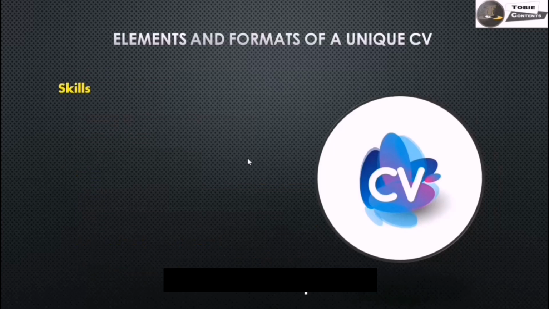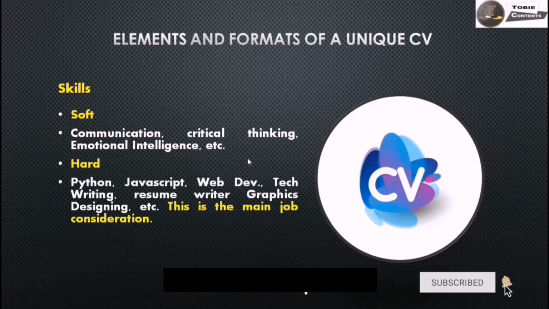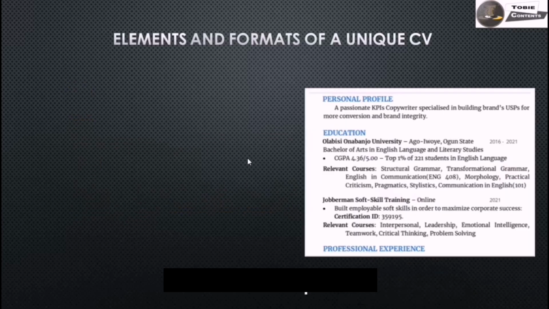The next category is the skills. We have the soft skills, which are personal attributes that make you so outstanding and attractive at the same time. Then we have the hard skills, which are actually the main job consideration, the reason every employer will want to employ you. So, if you are a computer science graduate, then you want to talk about things like Python, JavaScript, web development. If you are a teacher, they want to talk about your ability to teach and some other things that are relevant to that job.